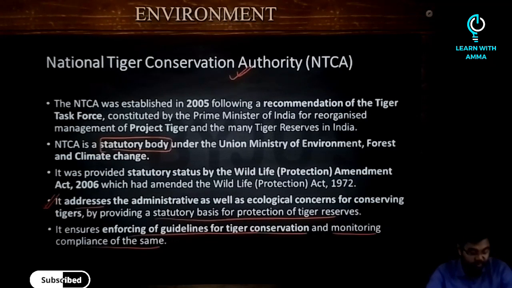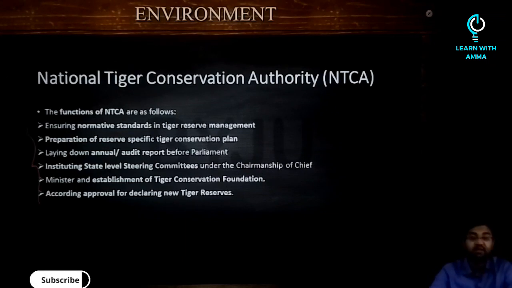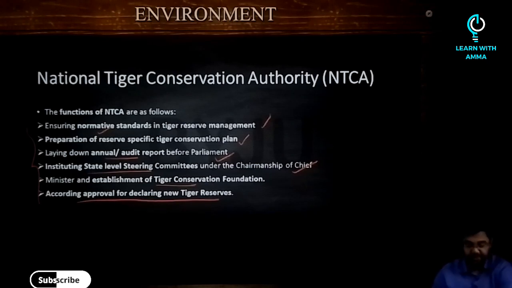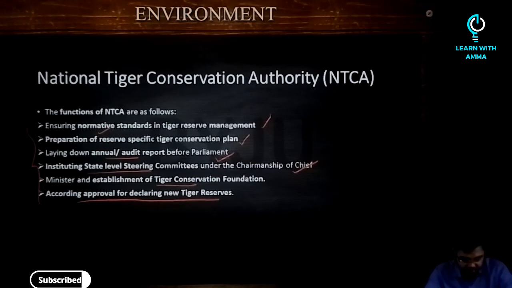The main functions of National Tiger Conservation Authority is first to ensure normative standards in tiger reserve management, then preparation of reserve specific tiger conservation plan, laying down annual audit report before the Parliament, instituting state level steering committee under the chairmanship of the Chief Minister and establishment of Tiger Conservation Foundation, and finally according approval for declaring new tiger reserves in the country.